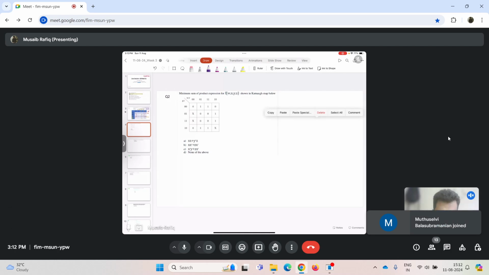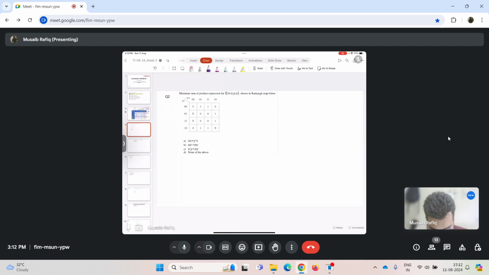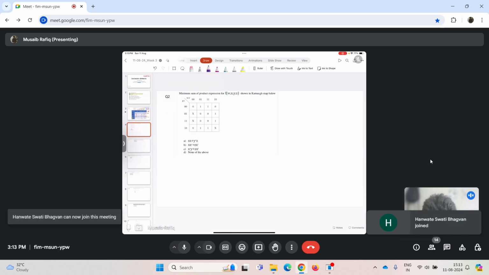So the question asks us, minimize the sum of product expression for f of w, x, y, z shown in K-map. So the K-map, they have given it with ones and zeros, and then we need to find the minimized sum of product expression. So this is along the same lines as the previous question. Now there is one difference, I'll come to that. So let me just draw the K-map here first.